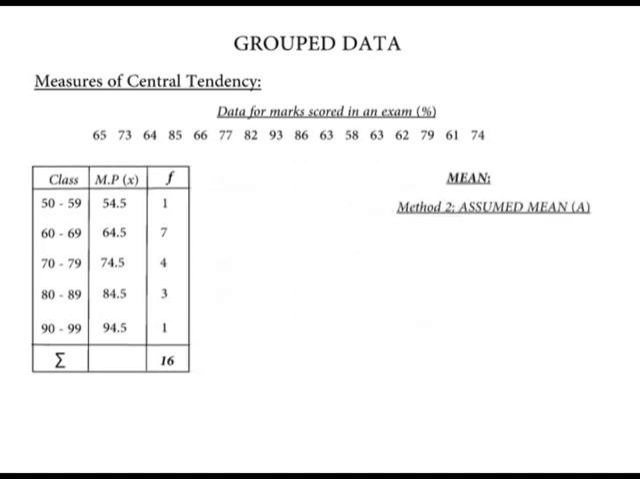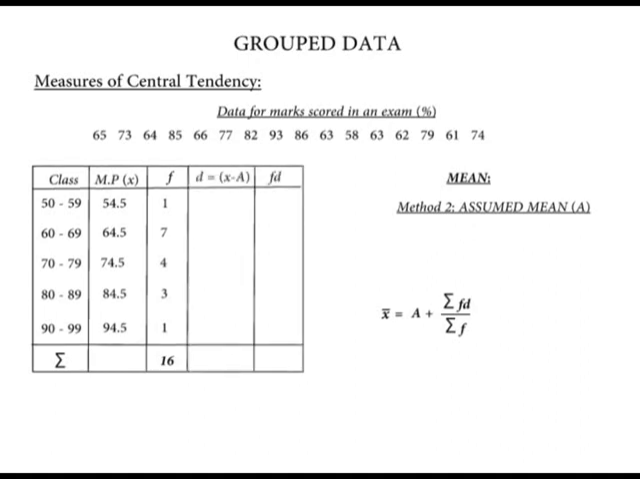For the assumed mean method, mean is given by A plus summation of FD over the summation of frequency. Looking at the formula, it means we choose an assumed mean A and then get another column for D and another one for FD. Recall that D is equal to x minus A and that x in grouped data are the midpoints. So let's take an assumed mean of 74.